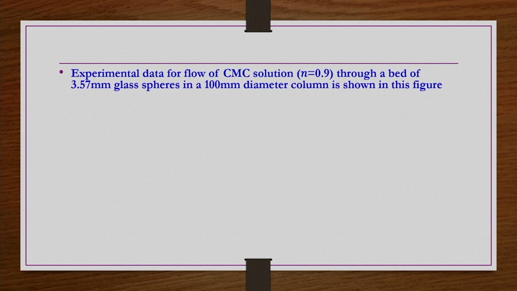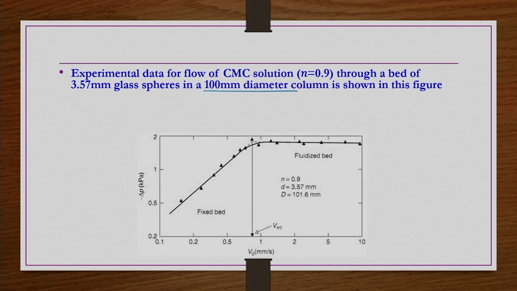So, as one example, we take a CMC solution, 0.9, and it is passed through a bed of 3.57 mm glass beads, and the packing has been done in a 100 mm diameter column. Then the experiments have been carried out, and the minus delta P versus V naught information has been plotted on a log scale. Now you can see the points are slightly scattered, right.